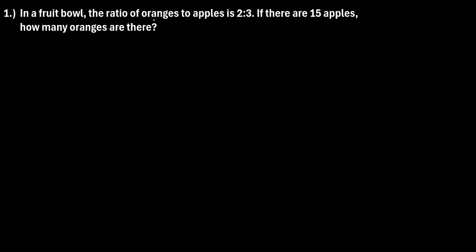It says in a fruit bowl, the ratio of oranges to apples is 2 to 3. If there are 15 apples, how many oranges are there? So in this example, the ratio we're given is 2 to 3. For every 2 oranges, there are 3 apples.